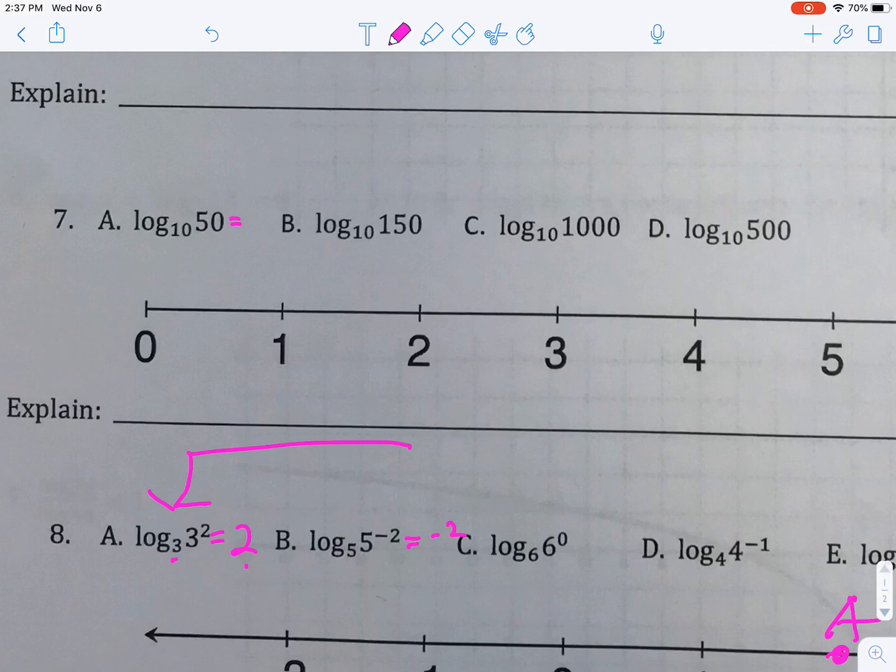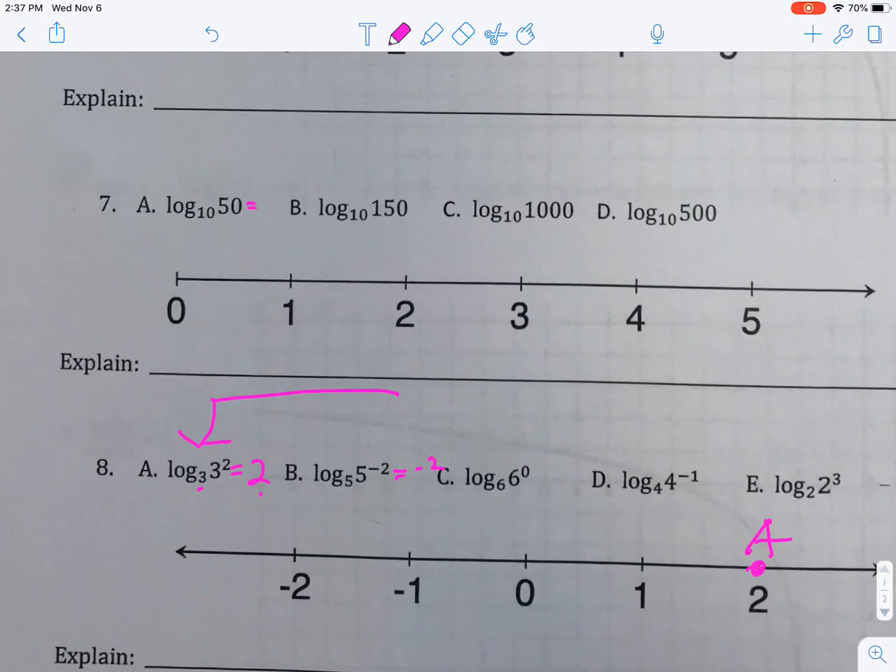So this one is 10 to what power is 50? Well, I know that 10 to the first power is 10, and I know that 10 to the second power is 100, and I know that 50 is kind of right in between, maybe a little closer to 10 to the first power, because 50 is a little closer to 10. So we know that it's in between 1 and 2, but a little closer to 1. So I'm going to call this one 1.4, and I'm going to mark that A.